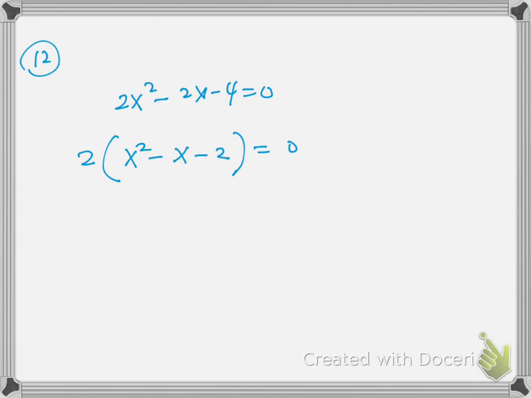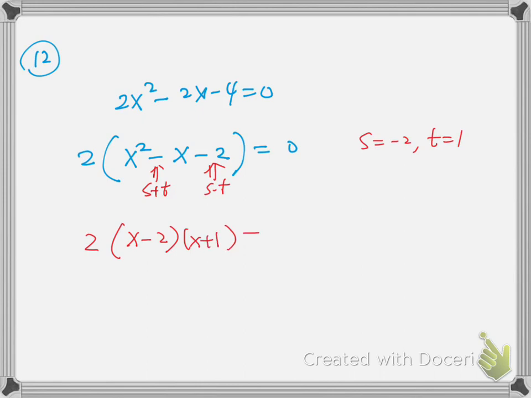So now the ST method, right? Product is negative 2. Sum is negative 1. So S is negative 2, T is 1. So we got x minus 2, x plus 1 is 0. So this is the factoring method. So now this is 0, we got x1 is 2. This is 0, we got x2 is negative 1. Okay, so it's for easier quadratic equations.